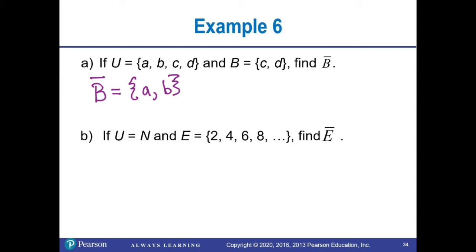In part B, our universe is the set of N, or the set of natural numbers. Remember, natural numbers are 1, 2, 3, 4, and so on. If we let set E be 2, 4, 6, 8, here we're asked to find our complement of E. Well, I notice that E is the even numbers. So the complement of E would be our odd numbers, 1, 3, 5, 7, and so on.